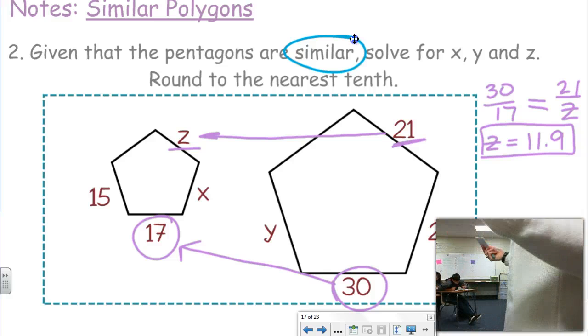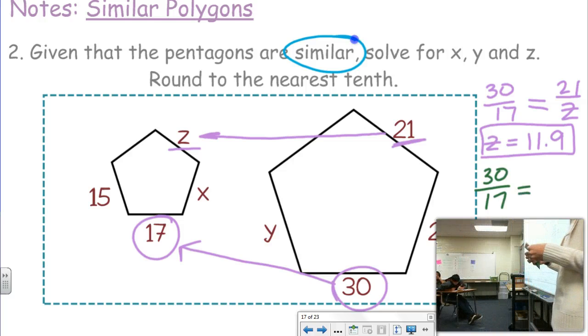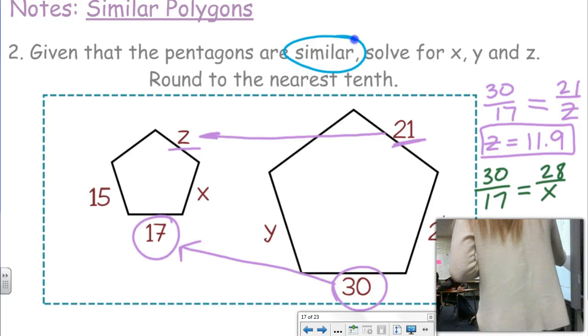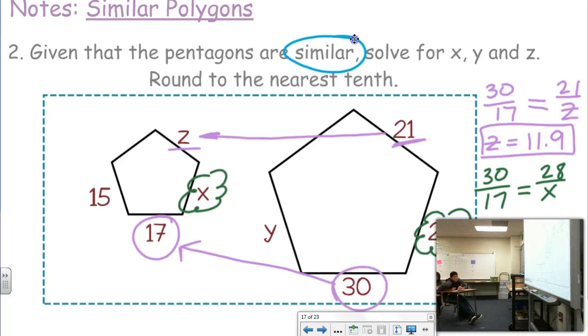All right, let's do the next one. We only found 1 out of 3. I told you we were going to use 30 over 17 3 times, so let's use it again. 30 is to 17 as, Lillian, give me the other side of my proportion. As 28 is to x. I try to do something different to each one. Underline 1, circle 1, bubble 1. That way you know which ones match. 30 is to 17 as 28 is to x. Cross multiply and divide. DJ, tell me what you get.